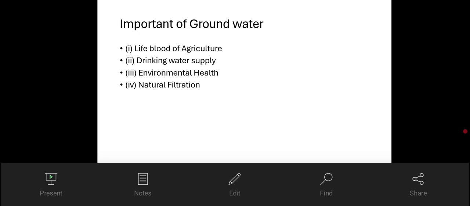Importance of groundwater. Groundwater is a vitally important resource that supports both human civilization and the natural environment. First, it is the lifeblood of agriculture. Groundwater provides nearly half of all water used for irrigation worldwide. Without it, global food security would collapse.